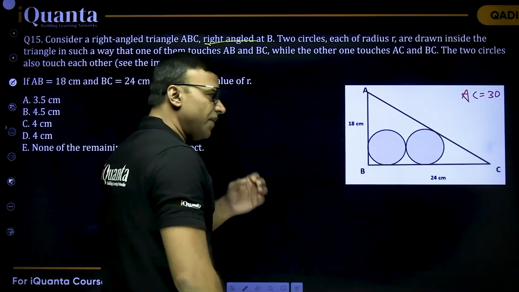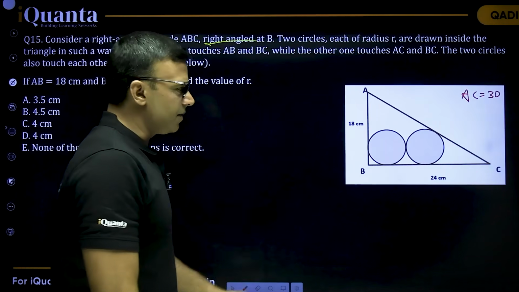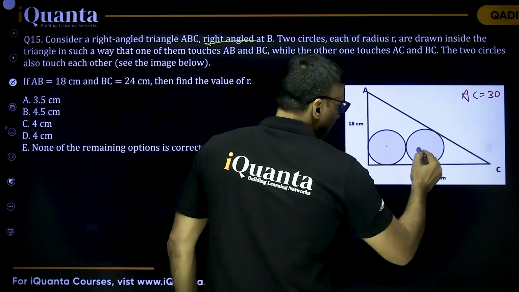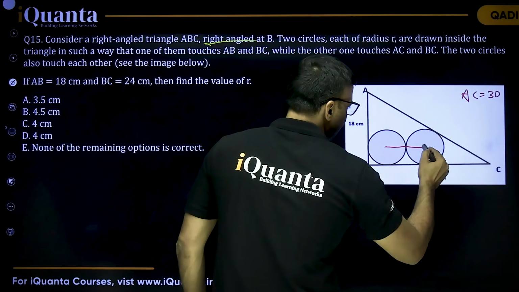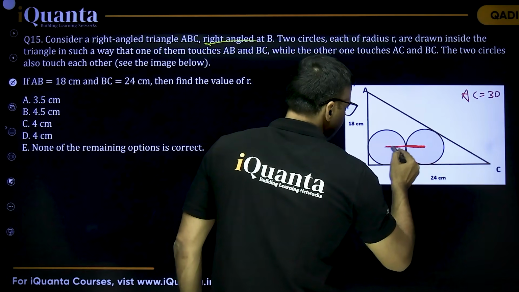Right? Now, very basic properties. From this center, join this center. This is the first thing that we do whenever we get two circles: join their centers.